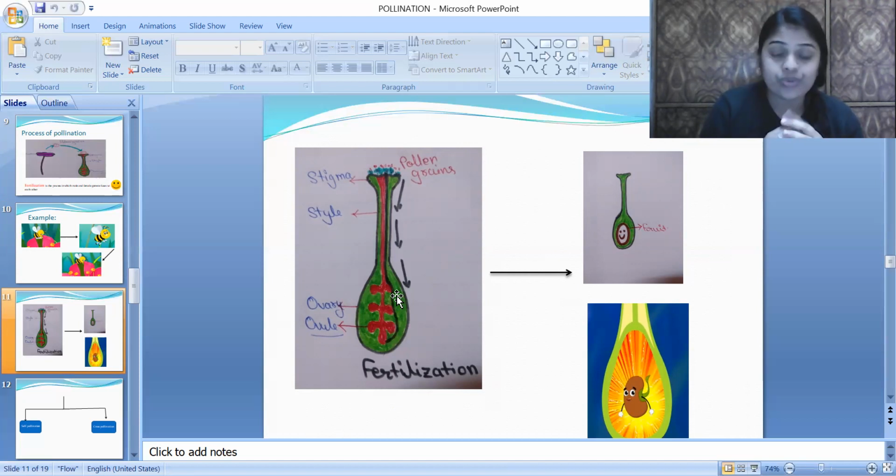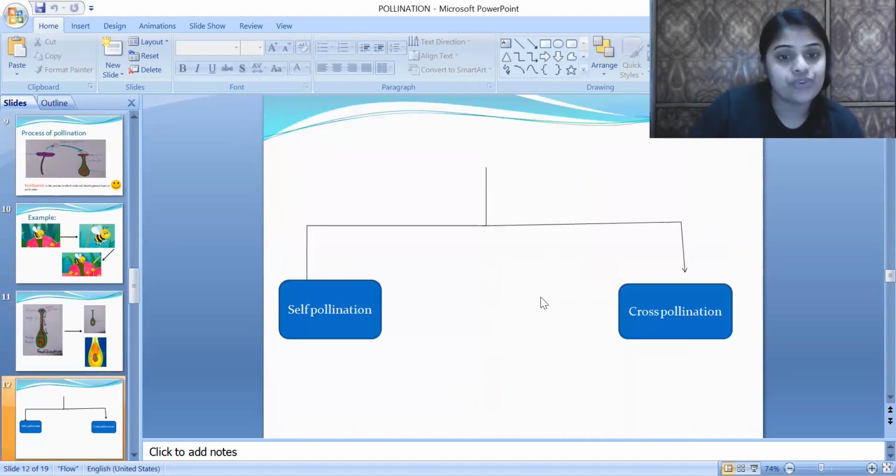And I already told you what is present in ovules. Eggs are present in ovules. These pollen grains in ovules interact with eggs through a method called fertilization, and then they form fruit or a new crop. I hope this process is clear to all of you.